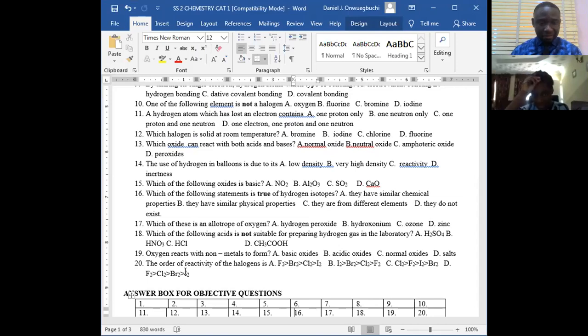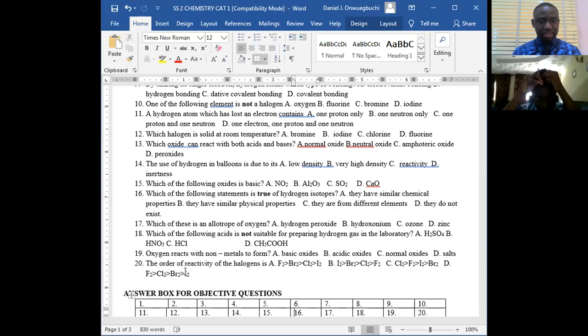Number 19. Oxygen reacts with non-metals to form what? Remember, non-metals most times are acidic. So, oxygen reacts with non-metals to form what? Acidic oxides, because they are acidic. Acidic oxides are oxides formed from oxygen reacting with non-metals, mostly non-metals.